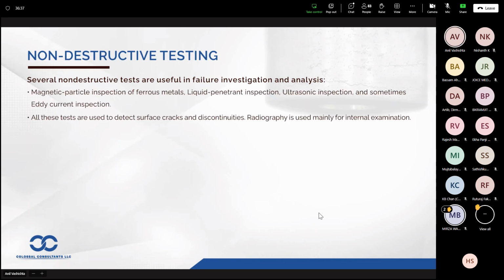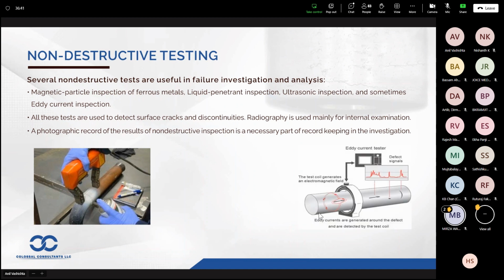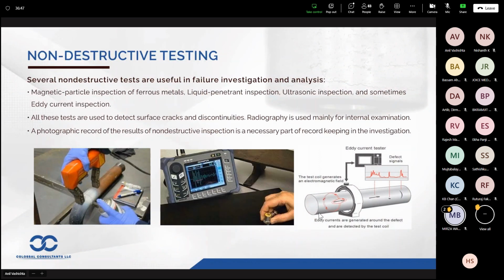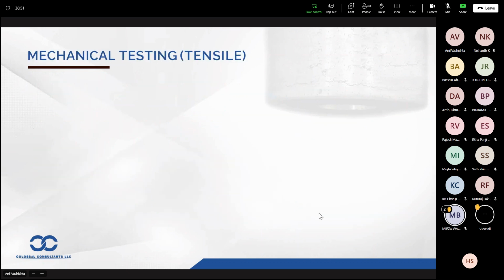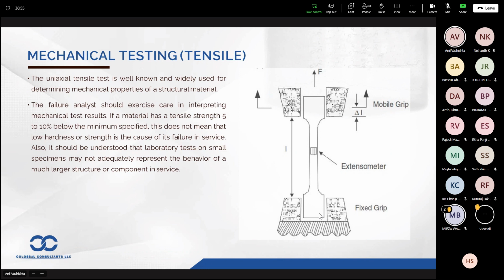We do different types of NDT. The NDT specialist in this group would easily identify what these are. Mechanical testing. So this is a typical tensile test.